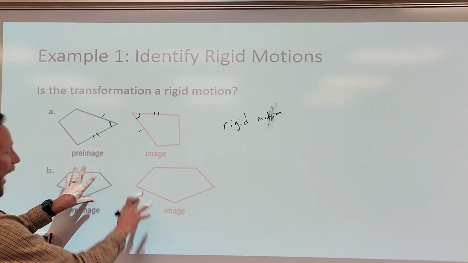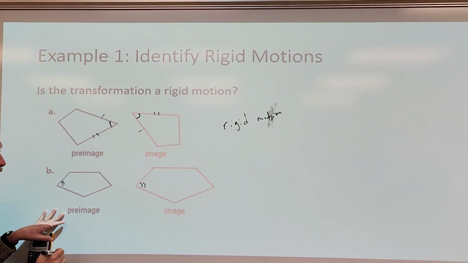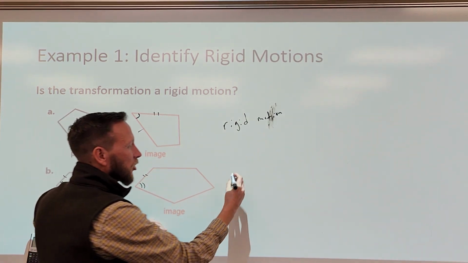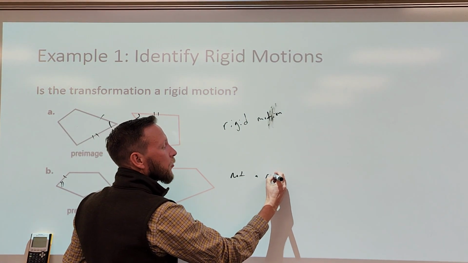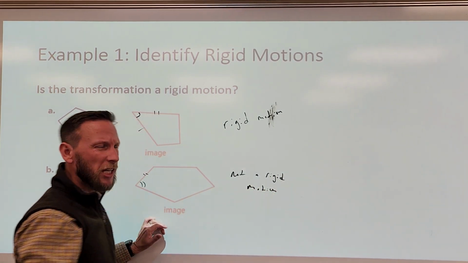Whereas on this one, obviously you can tell that even though this angle here may be the same as that angle there, we know that this segment and that segment are not congruent. So this is not a rigid motion. This is just a straight identification. Do we understand the vocabulary?